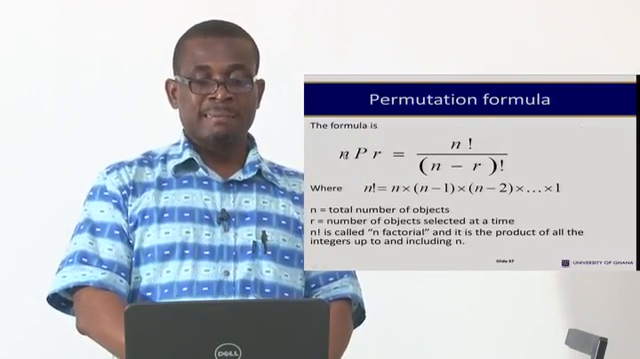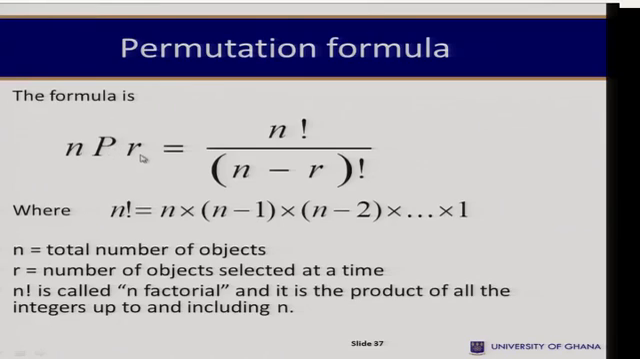So selecting R objects from a set of n, written as nPr or n permutation r, is equal to n factorial over n minus r factorial. So this symbol, n with an exclamation mark, is called n factorial.